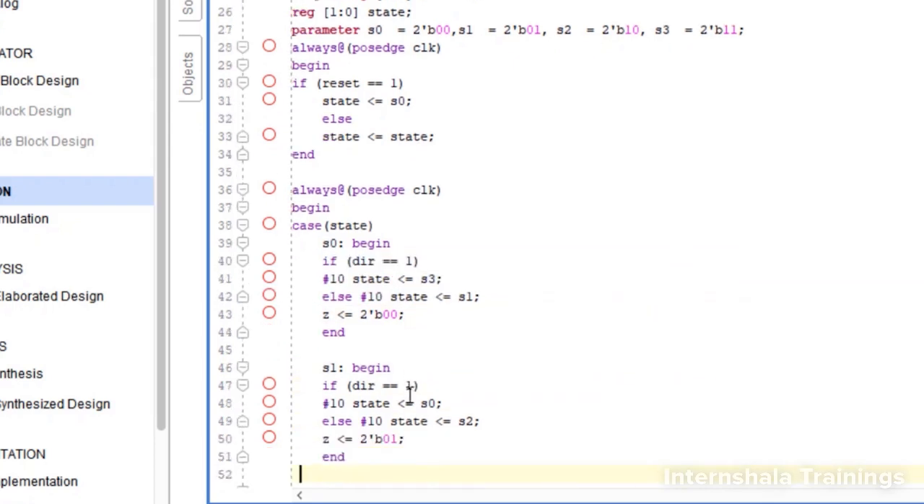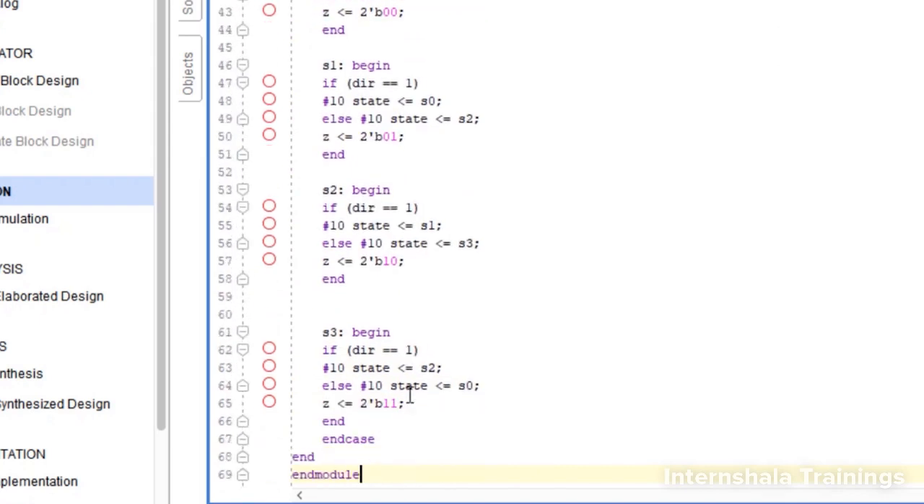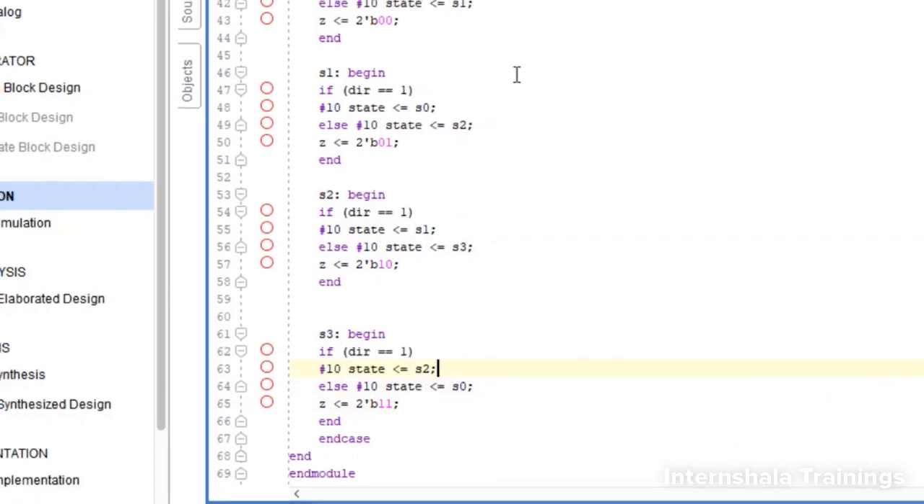When we go to the next ones, we have a very similar pattern. In S1, if I count down, I go to S0, otherwise I count up to S2, and output in S1 will always be 1. In S2, the output is always 2, count up will take me to 3, count down will take me to 1. And in S3, the output is 3, count up will take you to S0, count down will take you to S2.